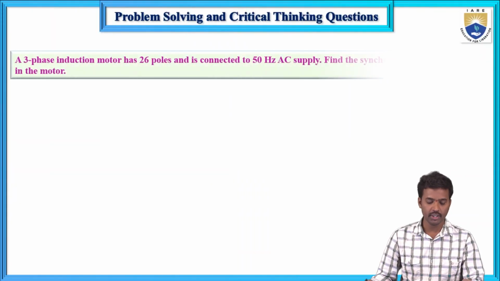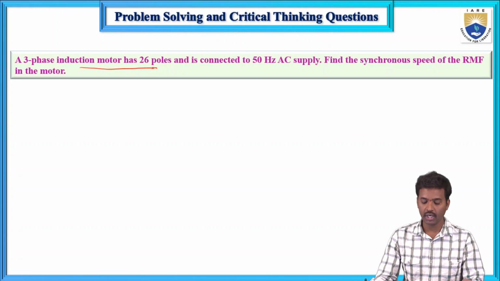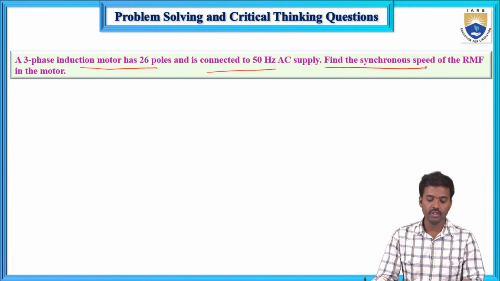Today we are going to solve some problems on three-phase induction motor. So first problem here, a three-phase induction motor has 26 poles and is connected to a 50 Hz AC supply. Find out the synchronous speed of the RMF in the motor.